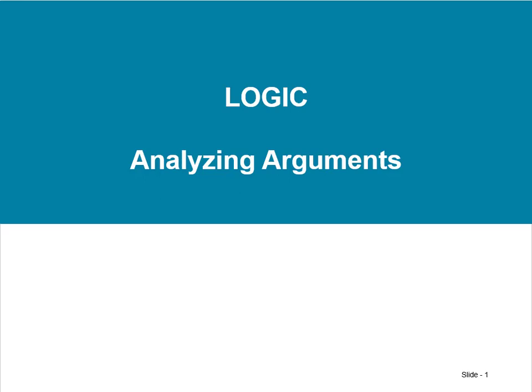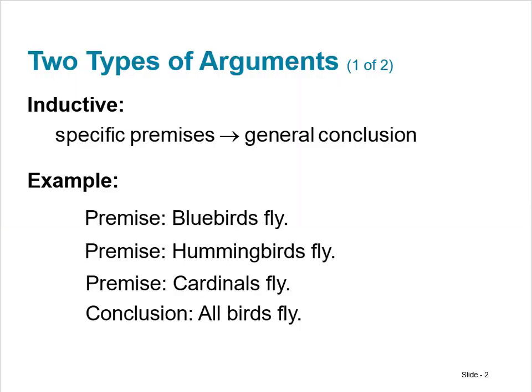Hello and welcome to our discussion of logic, where we are going to be analyzing some arguments. So how does this differ from what we've done before? Now we're going to be looking at two types of arguments. The first one being inductive, where you have a specific premise or premises that leads to a general conclusion. So a typical example would be the first premise is bluebirds fly, right?